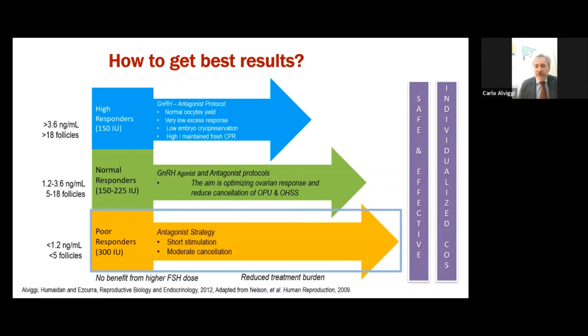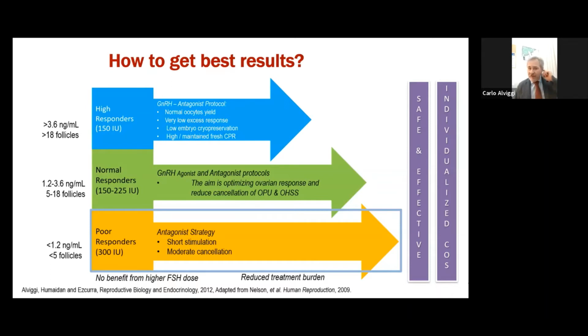Anyway, having more eggs is convenient, because the more eggs you have, the higher the probability of having at least one euploid blastocyst. So this is the key message that I would like to give. Let's move to low prognosis patients.